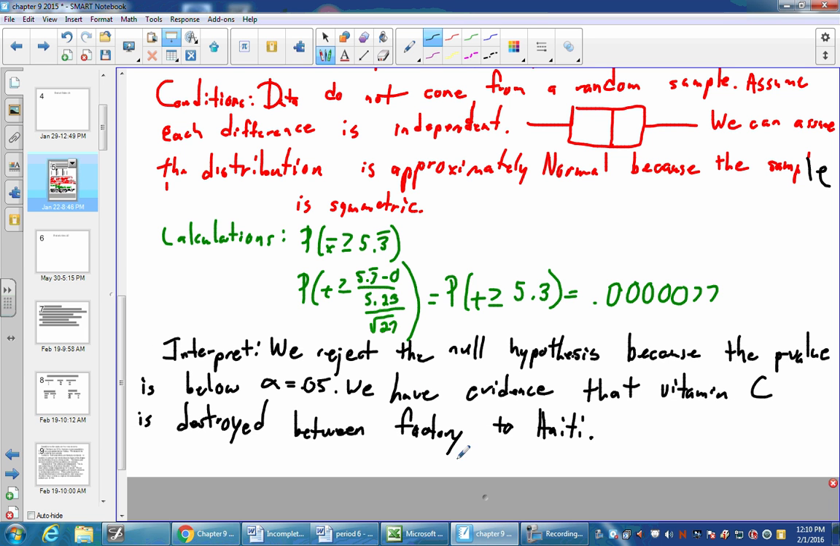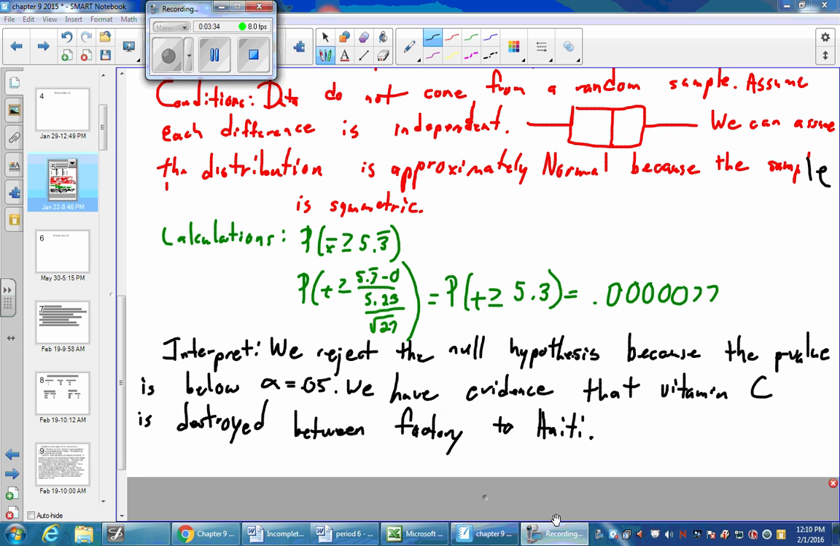So since the p-value is low, we reject the null hypothesis, and because the p-value is below alpha, we have evidence that the vitamin C is destroyed between the factory to Haiti. That is our other example. Hopefully that helps. Do some on your own.